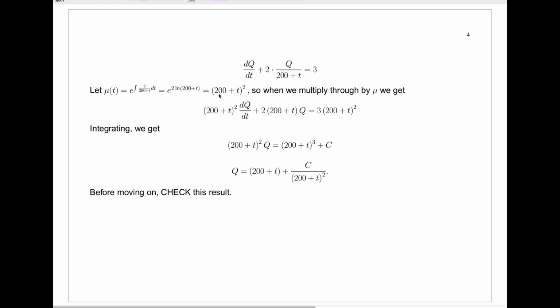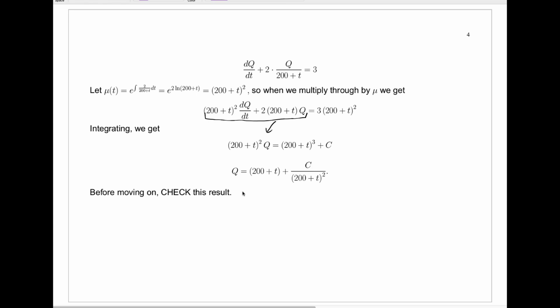Which I'll show you again here. We multiply through by the integrating factor, and the differential equation becomes this. Remember, when using the integrating factor, the integral of this left side becomes this. The integral of the right side very easily is seen to be 200 plus t cubed, plus we have our arbitrary constant c. All solutions to the differential equation look like this, or dividing by the 200 plus t quantity squared, Q equals 200 plus t plus a constant over 200 plus t squared.